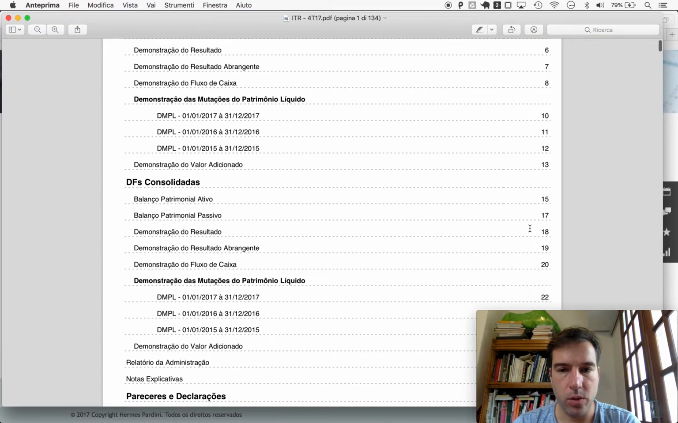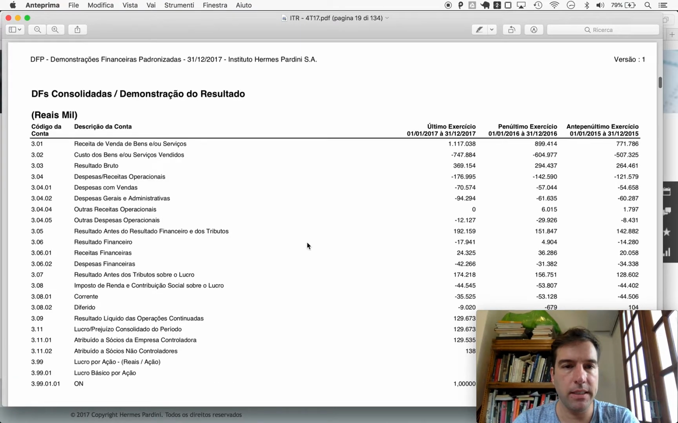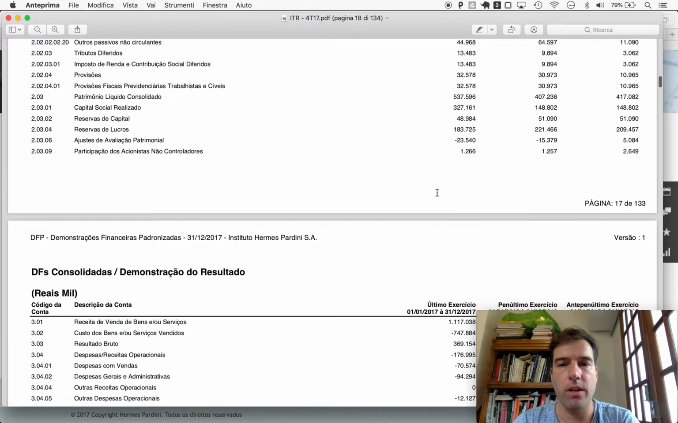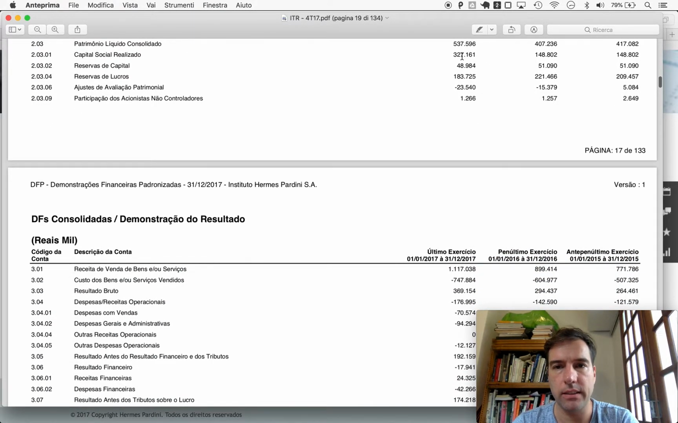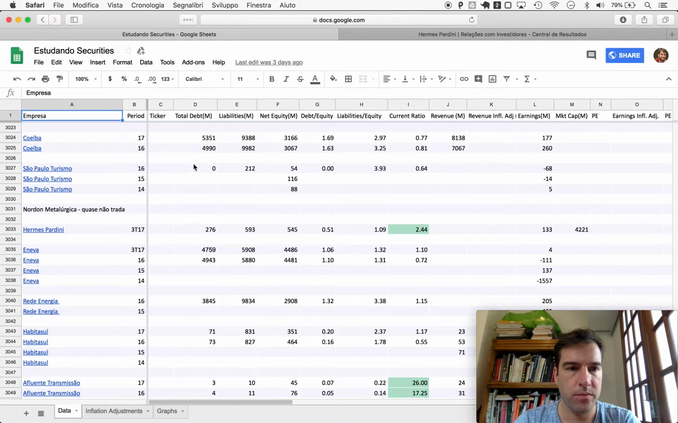Here it is. So as always, we go to the liabilities table because that's where we find the net equity. So 538, and we can see here that they're presenting growth in net equity. Let me just double check here. Yes, 538. So here we can do 17, 538.